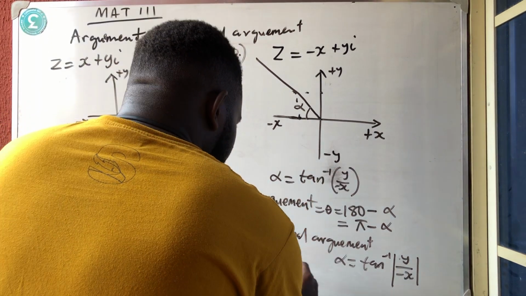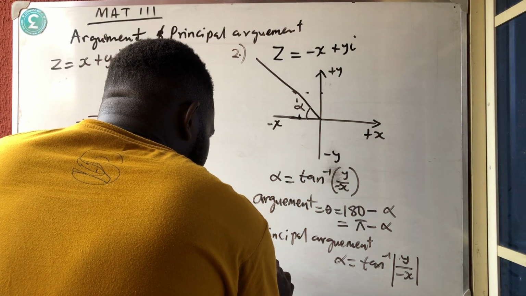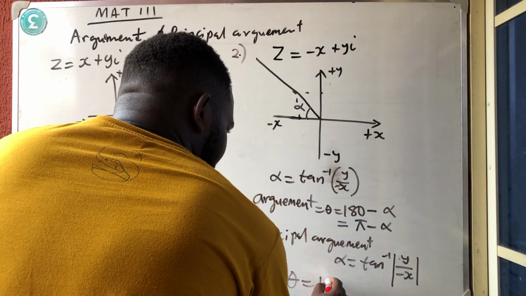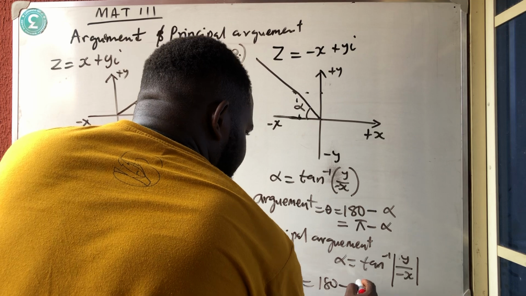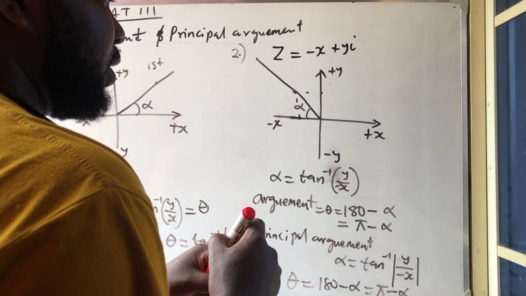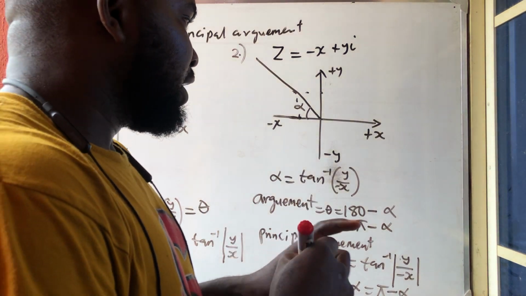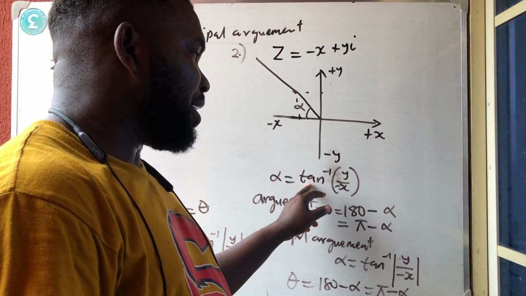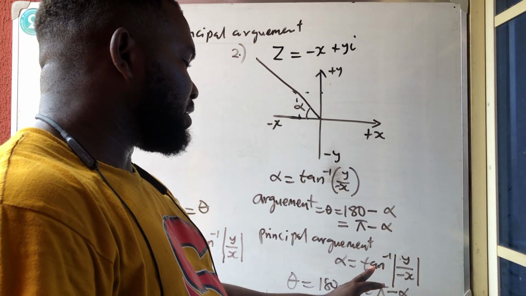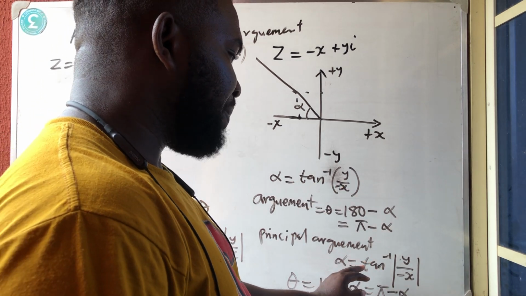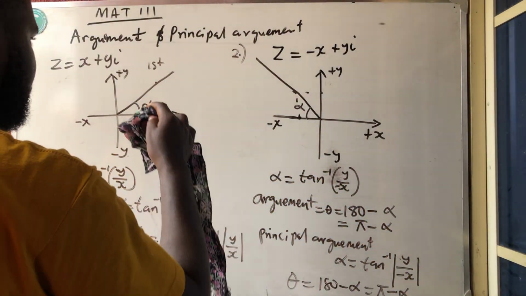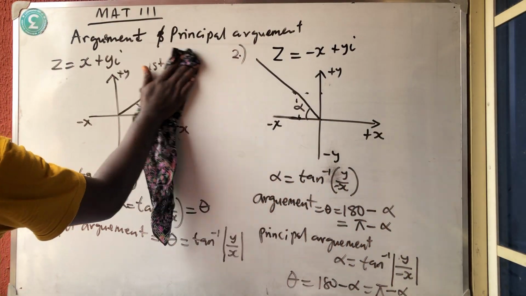So now to get your principal argument, theta is still the same thing here: 180 minus alpha, which is what? Pi minus alpha, because pi is 180. But the difference is that in getting alpha for argument, you are not taking the absolute value to give you a negative number. But in getting alpha for principal argument, you must take the absolute value. Please, that is the difference between principal argument and argument.